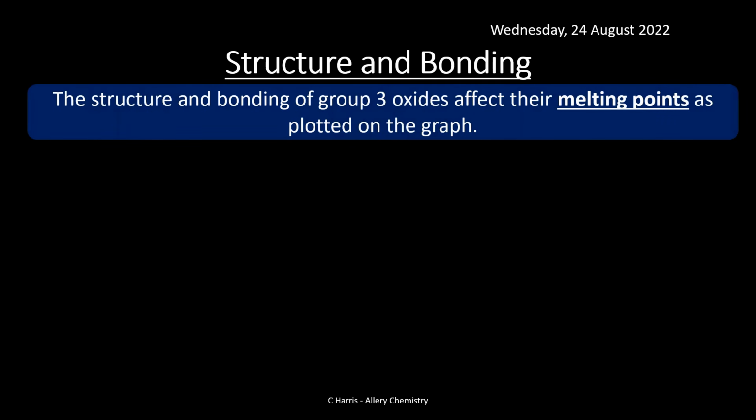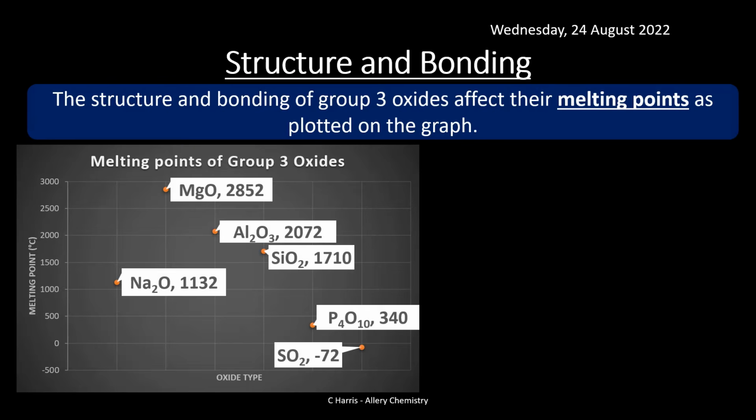Okay, right, so let's have a look at a little bit of structure and bonding. Looking across the same periods, the structure and bonding of period 3 oxides. Again, we're still looking at period 3, sorry, it should be period 3, not group 3. I will get that changed. It affects their melting points as they're plotted on a graph. So let's have a look.